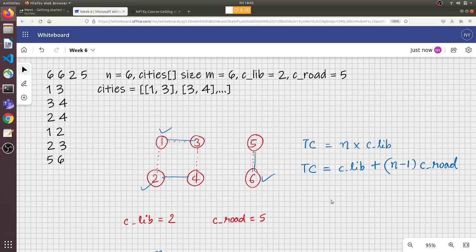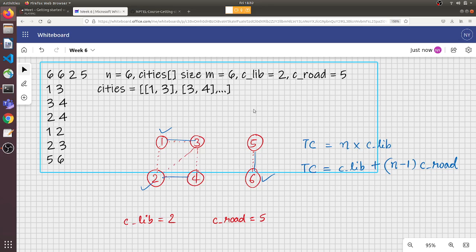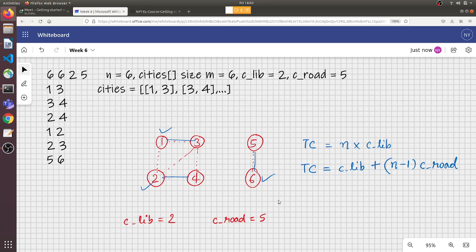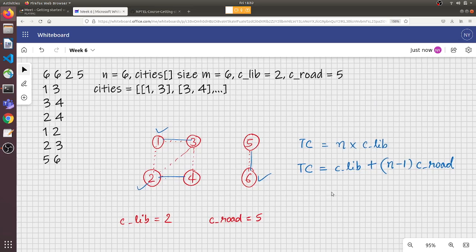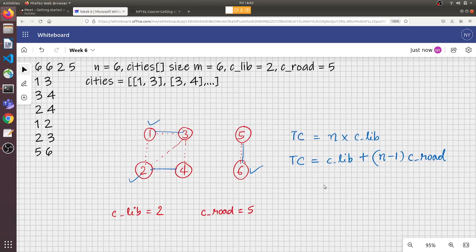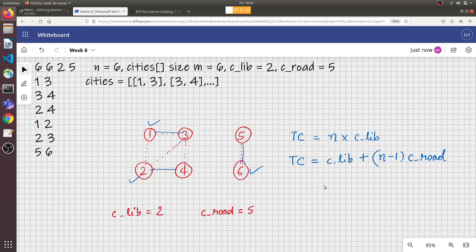Okay, so is this clear why the answer will be n times cost of library when the cost of library is less than the cost of road? Okay, then when the cost of library is not less than the cost of road, what will you do? How will you solve the problem?